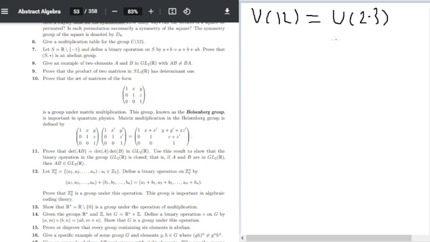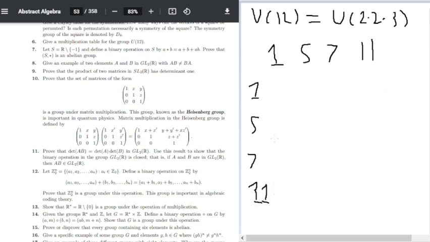So every factor coprime to... wait, no, not U times 3. 2 times 2 times 3. Right, let me check this. 12. So we have 1... we have not 4, 5, not 6, 7, not 8, not 9, not 10, 11. So 1, 5, 7, 11.